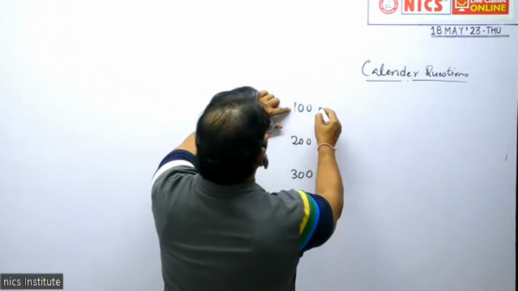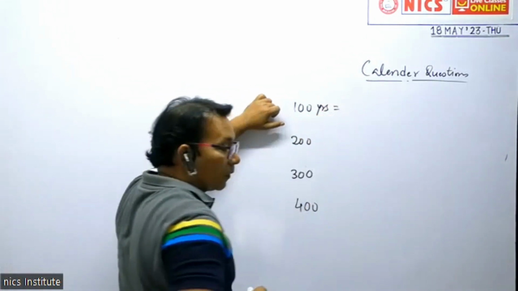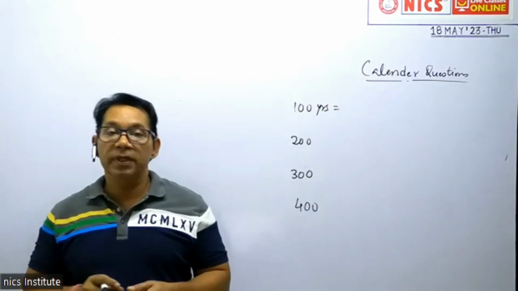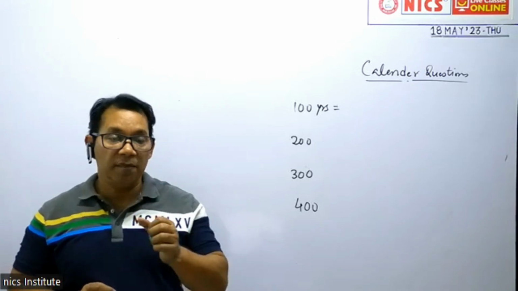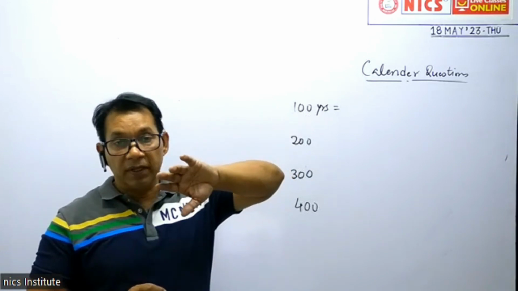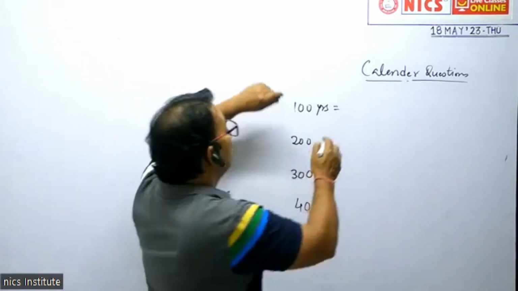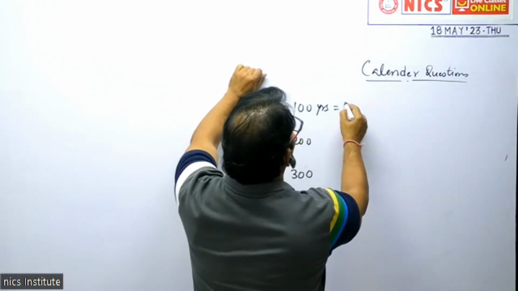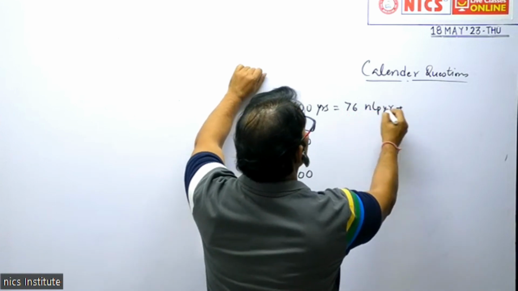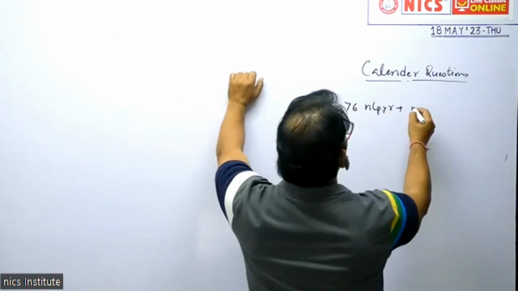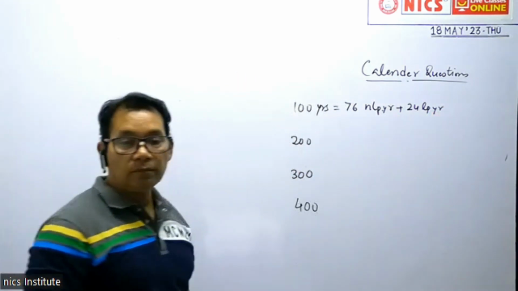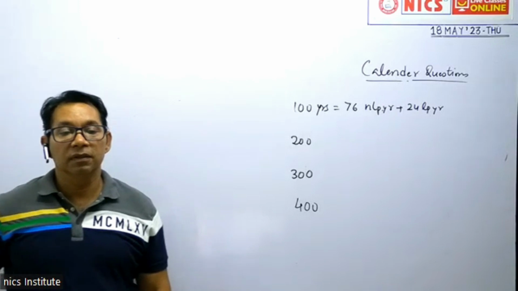So if I talk about the first 100 years, the first century, how many ordinary years would be there and how many leap years would be there? Because the year 100 is not a leap year. So if I divide by 4, it will be 25. But 25 leap years are not there because year 100 is not a leap year. That means only 24 leap years and 76 non-leap years. So that is the story for the year 100.